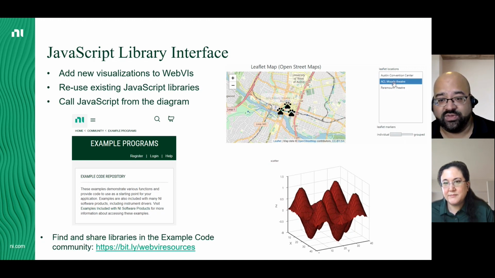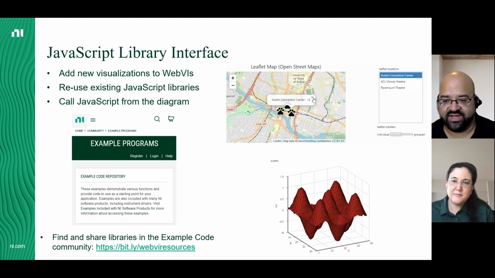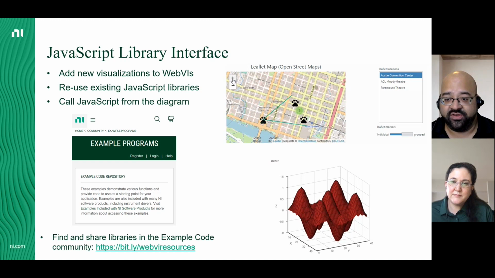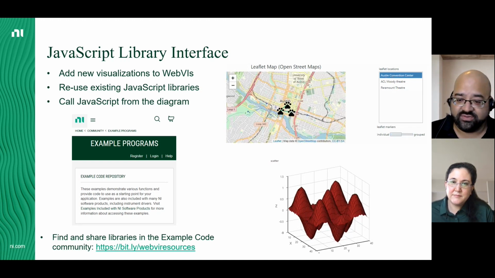So, and here we see one example of the Leaflet map. So to have interactive drag and drop maps with markers, they can configure their contents, zoom in and out. There's a library in the example code repository that will let you add that map control to your application. And you could find other examples in there as well.